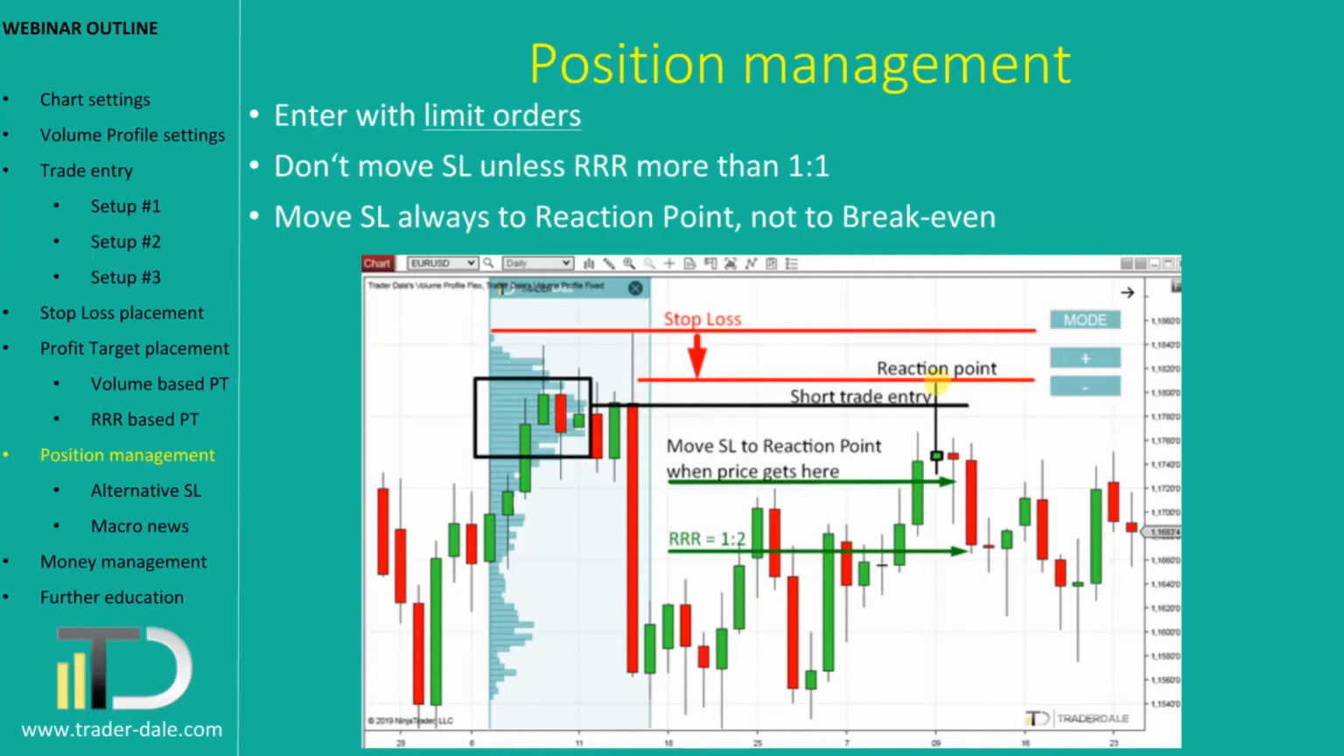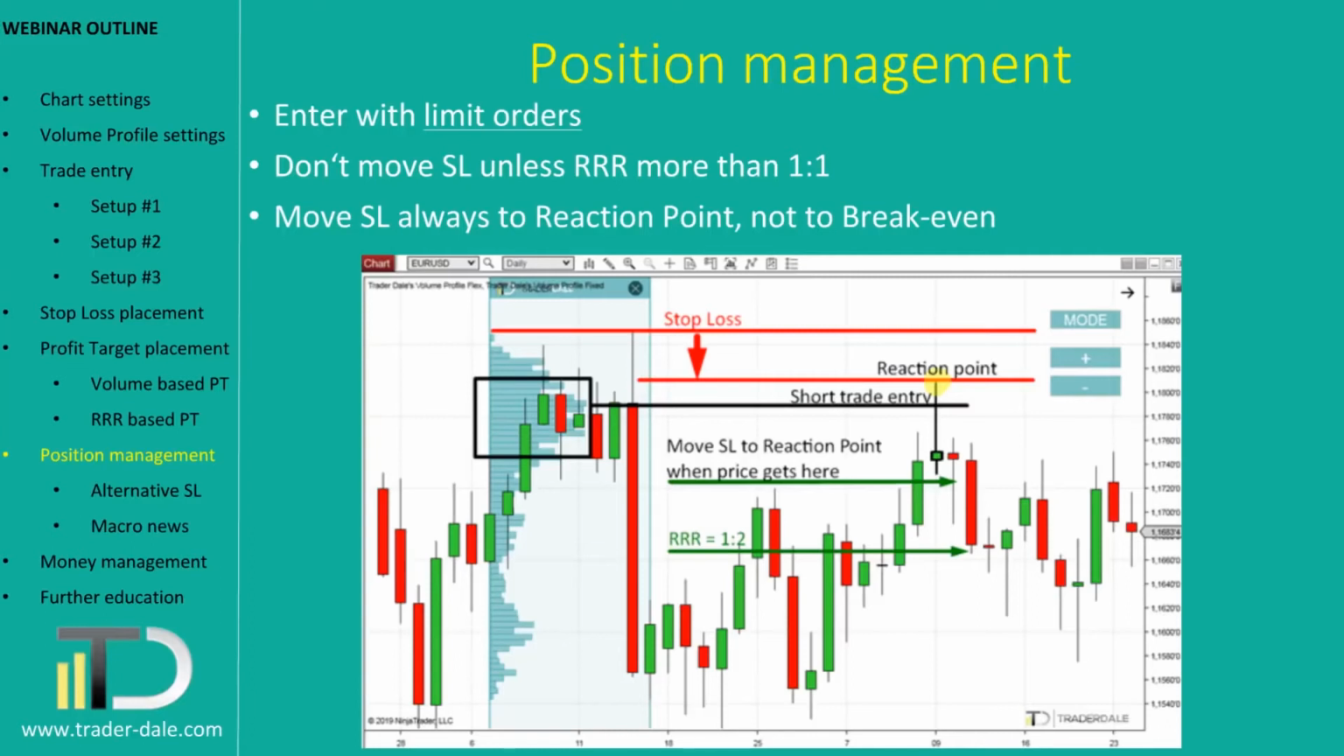And the best place to move your stop loss to is the reaction point. It is not the break-even point. A lot of people use break-even point, but I don't think it's a good idea. The best place to secure your position is the reaction point. A reaction point is the place where the price actually turned as a reaction to your trading level. So if you look at the picture, again, it's the same picture, then I highlighted the reaction point. This is where the price actually turned. So as you can see, it went past the short trade entry a bit, and afterwards it turned at the reaction point. And this is the place where you should secure your position to.